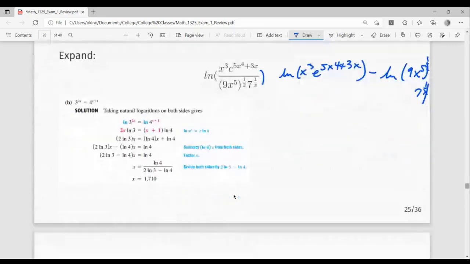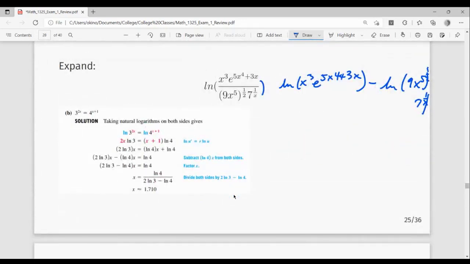Okay, then because they're multiplied by each other, we can have ln x cubed plus ln e to the 5x to the fourth plus 3x, minus ln of 9x to the fifth, minus, because I distribute that negative, ln 7 to the 1 over x. And if you look at those properties of logarithms, I can bring out these exponents to multiply as a coefficient in the front.